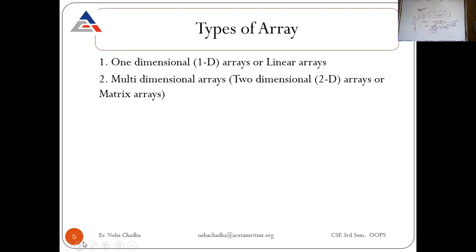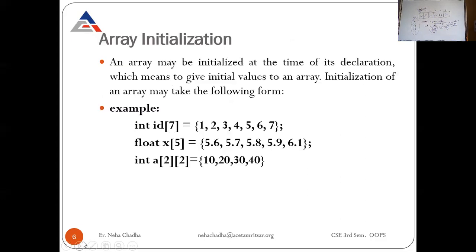Then we have two types of array. One is one dimensional or linear array, and the other is called multidimensional. Here it includes two dimensional arrays or multidimensional arrays. Two dimensional arrays are also called matrix arrays. These are the different ways by which you can initialize your data. You must be aware of this thing.